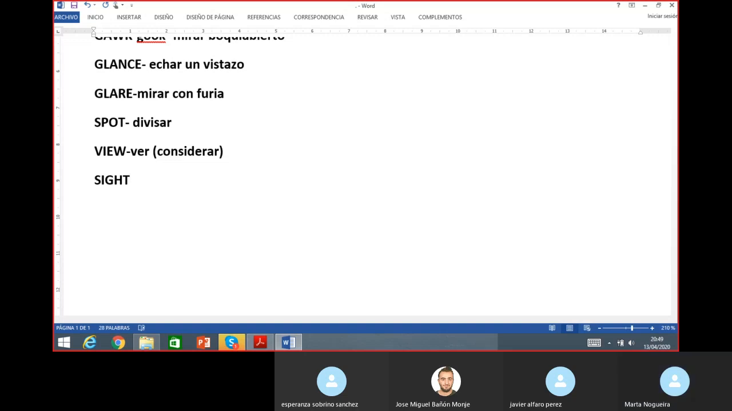Sight. Sight means see for the first time. Ver por primera vez. For example, after waiting for an hour, the tourists were delighted to sight dolphins. Imagine you are on a boat in the sea, and then you sight dolphins. You see them for the first time in person. The men in the ship finally sighted land. Los hombres del barco finalmente vieron tierra, in the sense of for the first time.